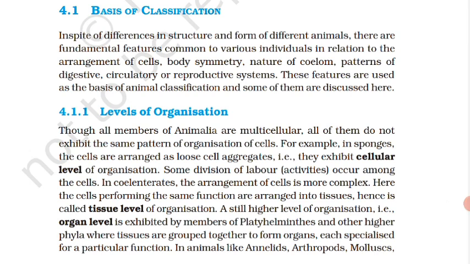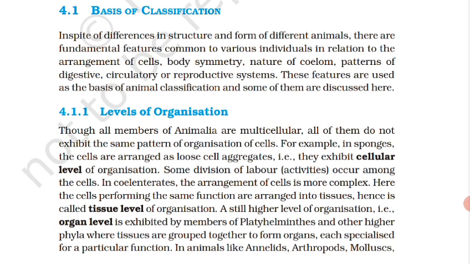Level of organization. All the members of Animalia are multicellular. All of them do not exhibit the same pattern of organization of cells. For example, in sponges, the cells are arranged as loose cell aggregates, and that is, they exhibit cellular level of organization. Some division of labor activities occur among the cells.